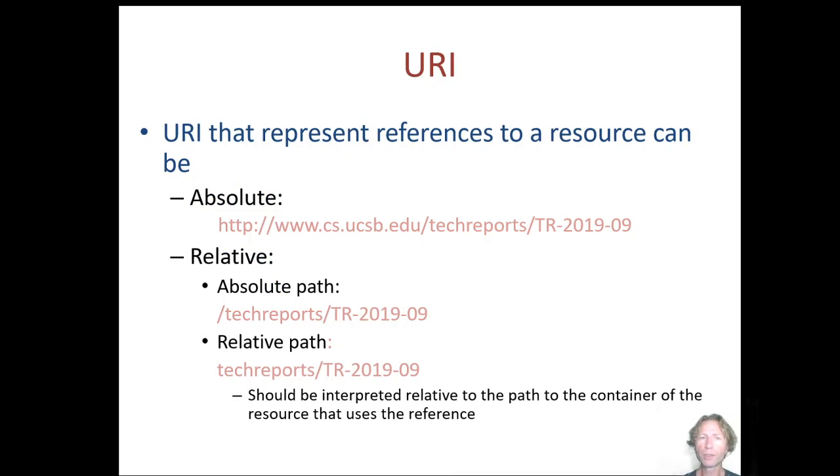so the URI that represents references to a resource can be either absolute, where you actually specify the full server name and then the path to the resource. It can be an absolute path without the server name, where you just specify this path to this resource on whatever server this is currently relevant to, or it can be a relative path, which is basically relative to the existing path, current working directory, if you want. Okay, so that's, I think, none of this will be surprising to you.